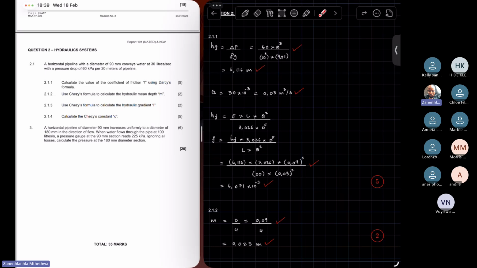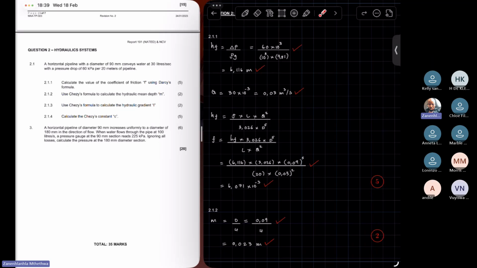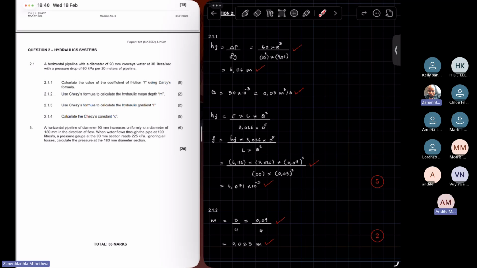Now, Darcy's formula has two variations. One variation is based on the flow rate, so you use Q, and the other variation is based on velocity, the velocity of the fluid flowing through the pipe. So you use whichever one is convenient. The one that's convenient, I would say, is the one where you've already been given the quantity. By giving the quantity, I mean you would have been given either Q or the velocity of the water.